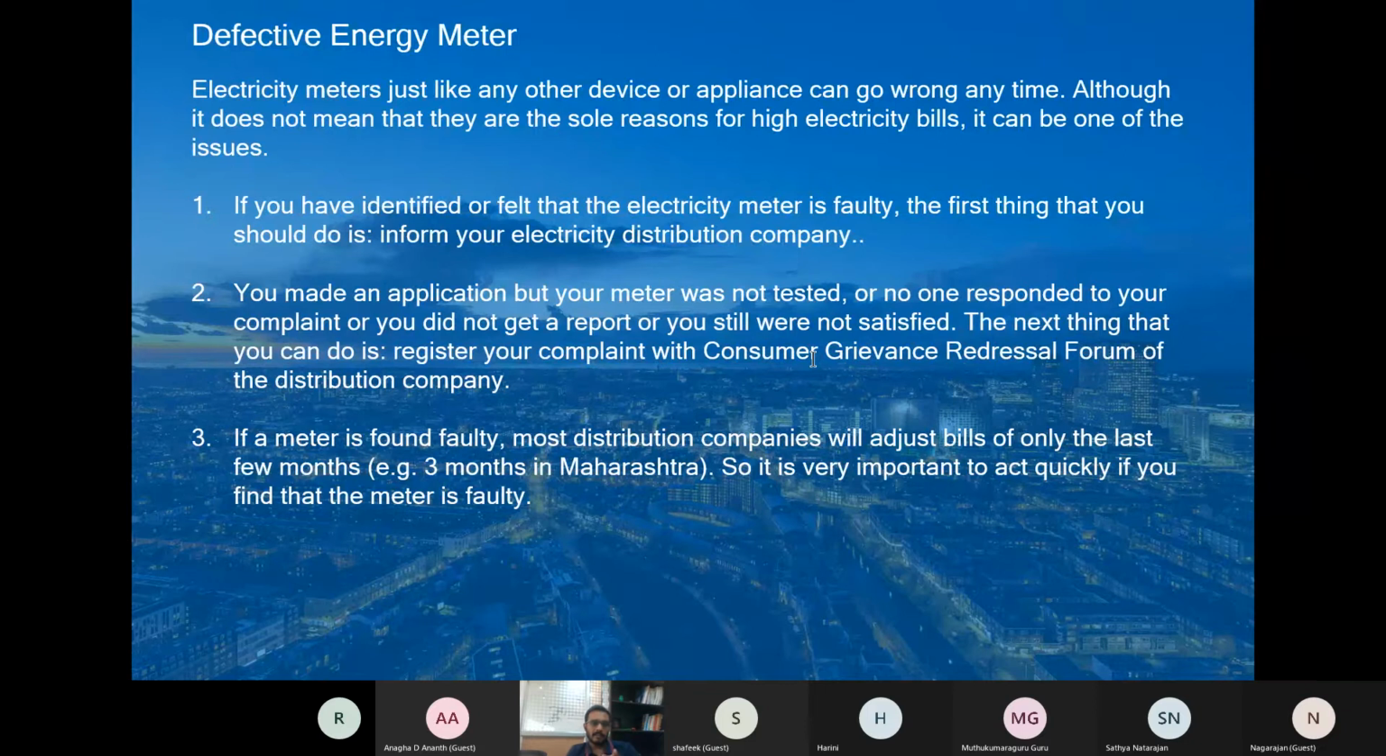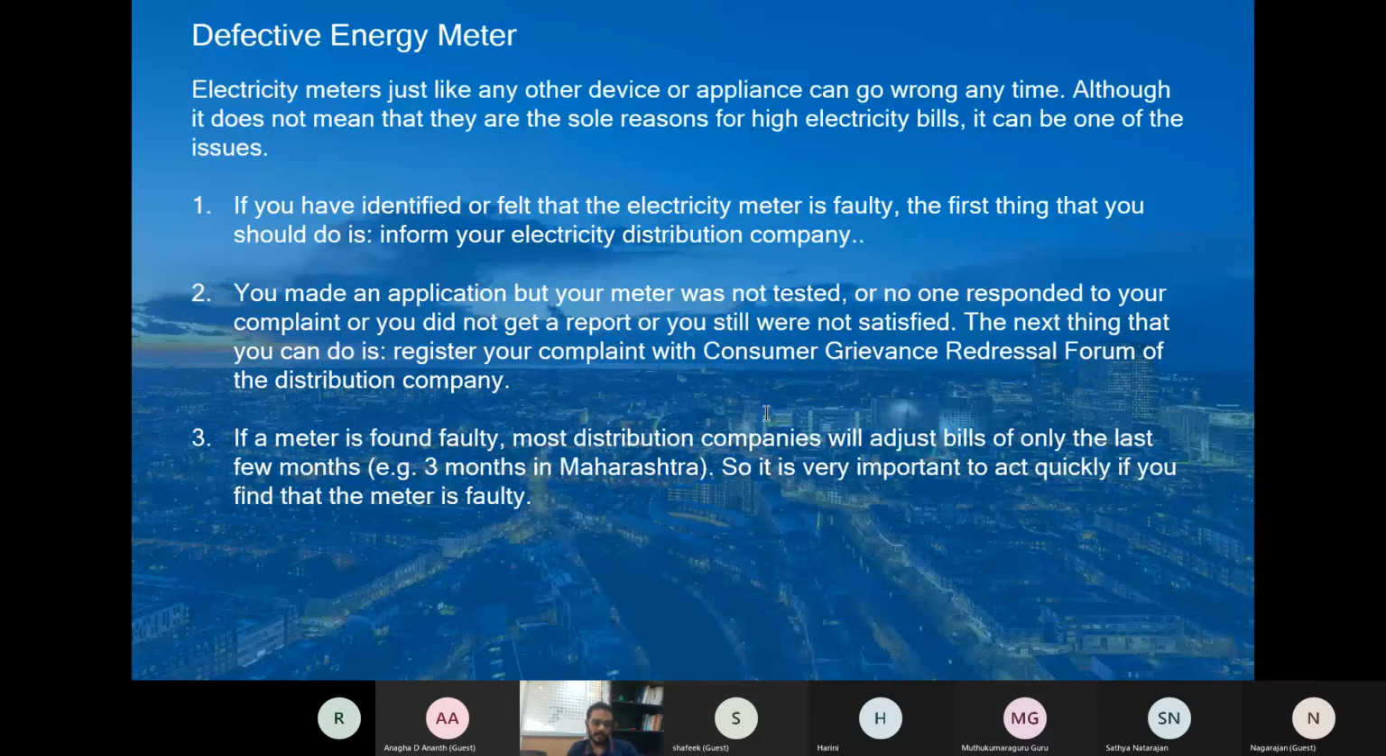If you are still not satisfied by the response from the GRF, you can always go to the State Electricity Ombudsman appointed by the Electricity Regulatory Commission of the state. This authority has jurisdiction over the distribution company and can help you resolve disputes with the electricity distribution company. So inform immediately if you feel the meter is faulty. Rather than keeping it for the long term and increasing the bills, it's always better to inform immediately.